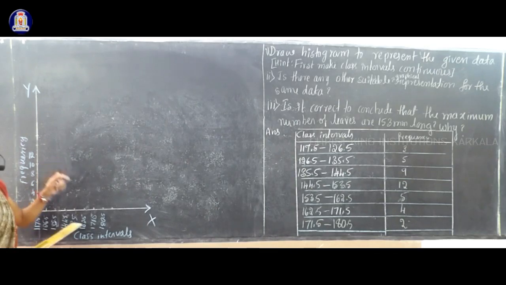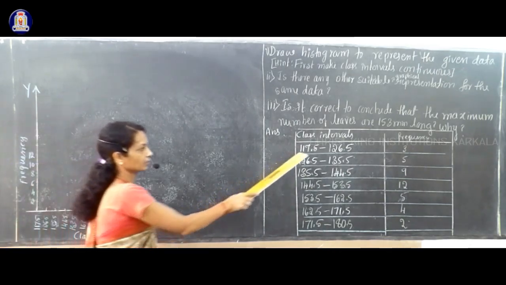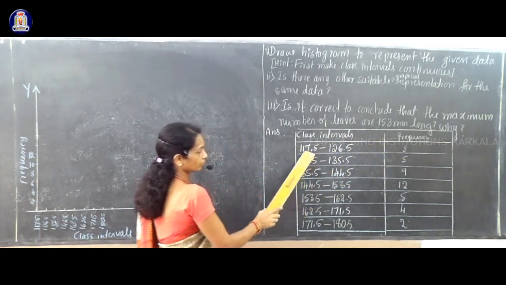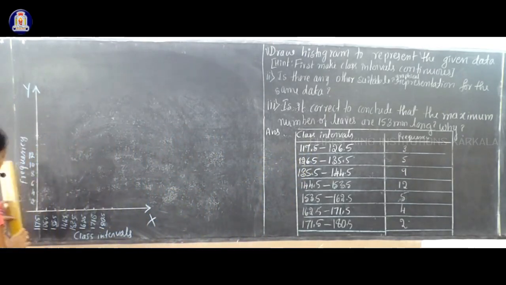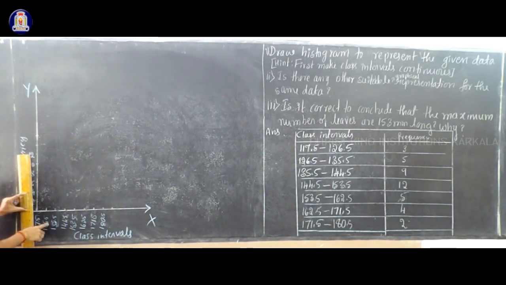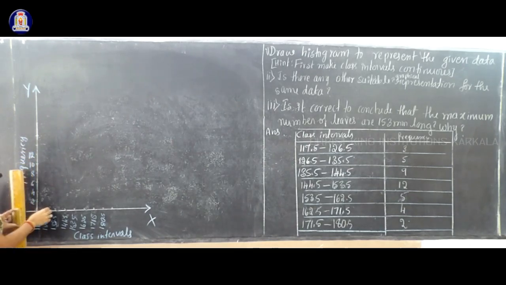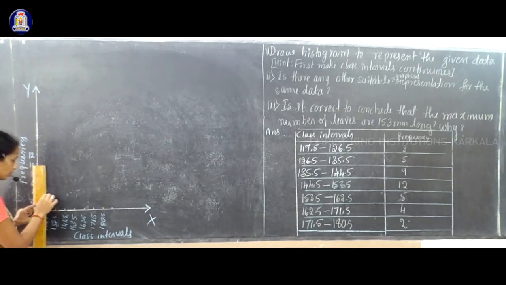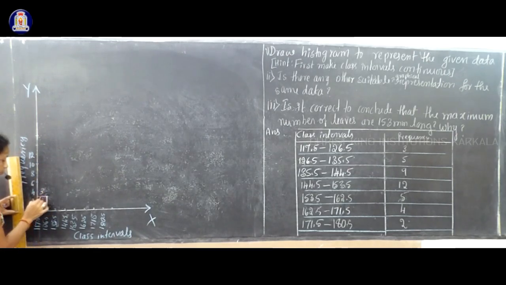Okay, and after that now you see the first class interval frequency, that is 3. The first class interval starts from 117.5 to 126.5. So there you have to draw a rectangular bar of height 3. Frequency is 3 means you have to draw a rectangular bar of height 3 exactly in between 2 and 4. So this is for the first class interval.